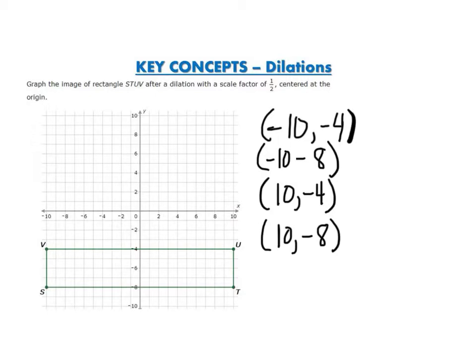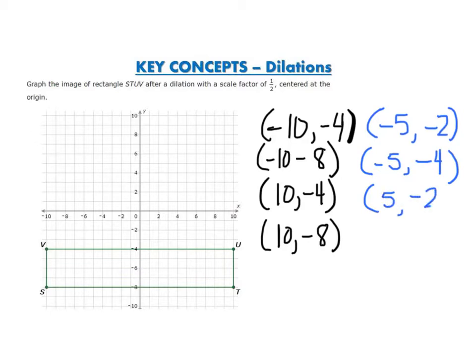Okay, this one is asking us to graph the image of this rectangle after a dilation with a scale factor of 1/2. So that just means we're going to be making it smaller, and then we're going to divide these numbers by 2. So -10 divided by 2 is -5. Half of -4 is -2, -5, -4, 5, -2, and 5, -4.